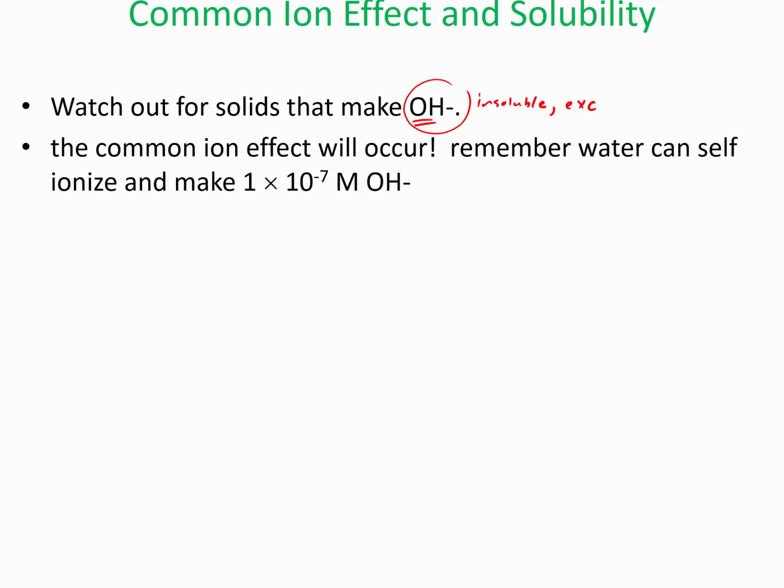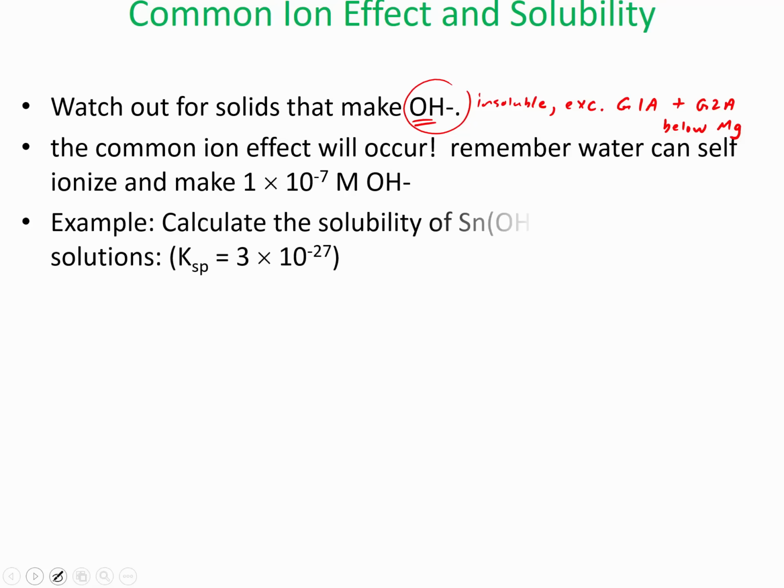except group 1A and group 2A below Mg. So calcium hydroxide, strontium, and barium hydroxide, we know those are strong bases, so those are going to be fully soluble. So what role does this play? So we're going to use this as an example, tin hydroxide, in the following calculations.